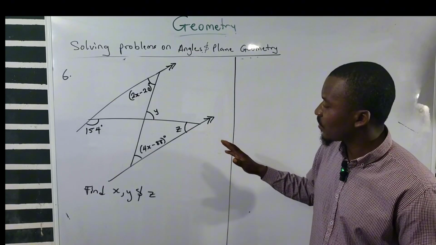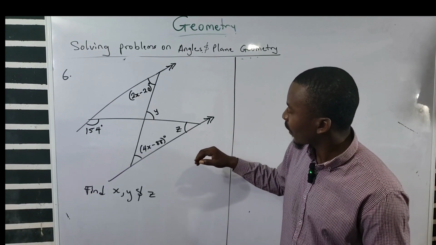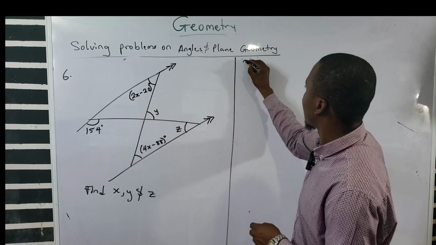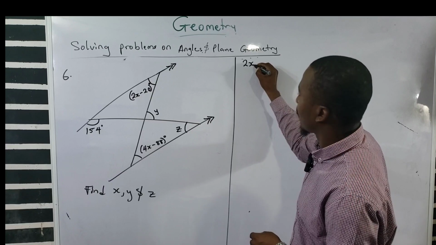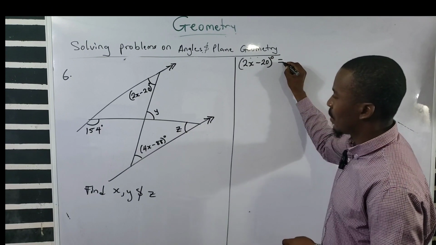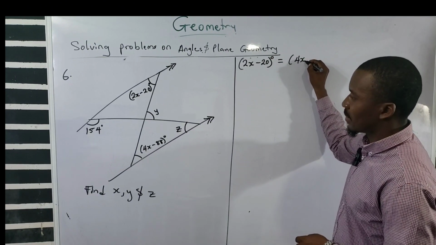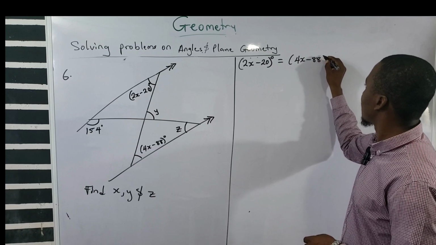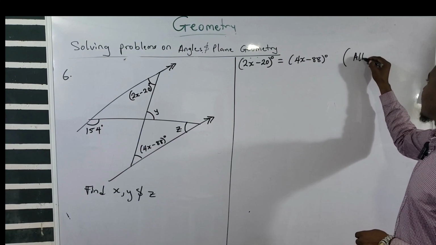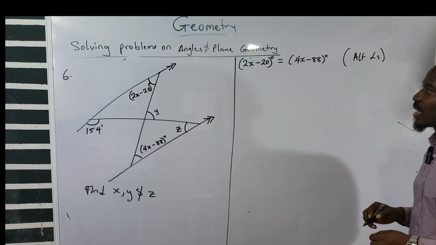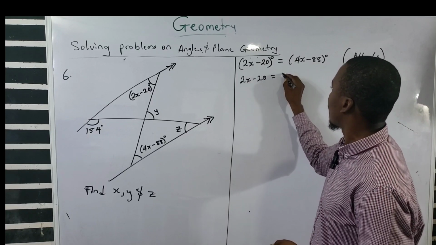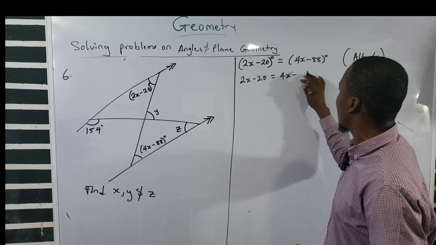Okay, so if you look at this place very well, you can see that this and this are equal, they are alternate. So I can say that 2x minus 20 degrees is equal to 4x minus 88 degrees. The reason for that is that they are alternate angles, and alternate angles are equal. So you have 2x minus 20 equals 4x minus 88.